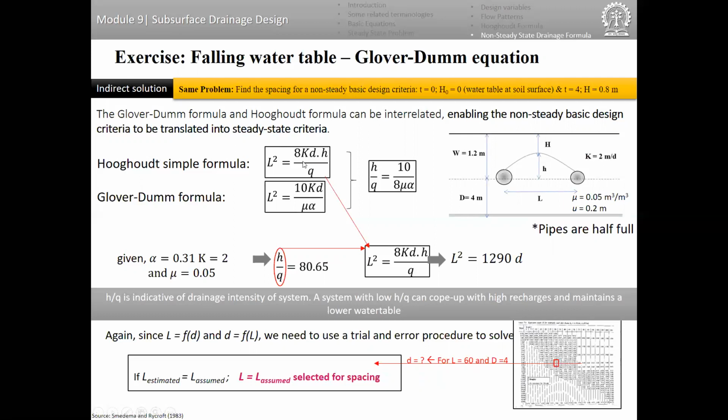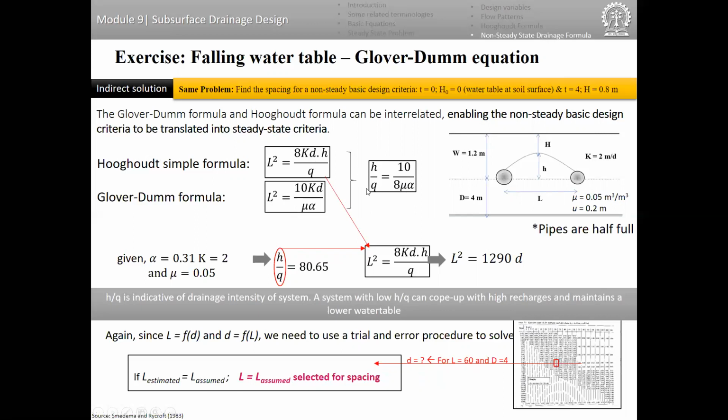So L square is equal to 8k d h by q, that we have seen in the last class. So L square is equal to 8k d h upon q. And using the Glover-Dumm formula, we have arrived at this formula, L square is equal to 10k d upon mu alpha. So from this actually we can write h by q is equal to 10 by 8 mu alpha.